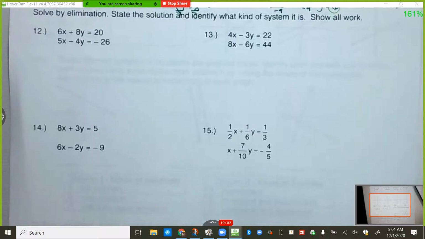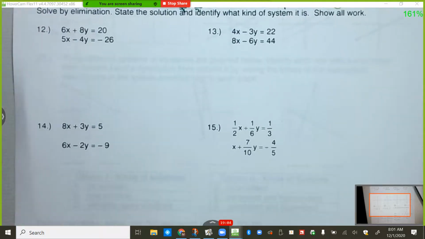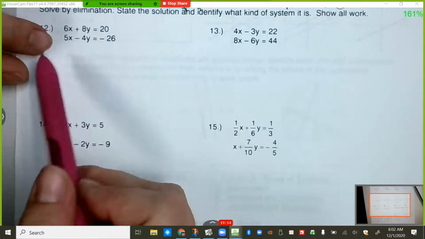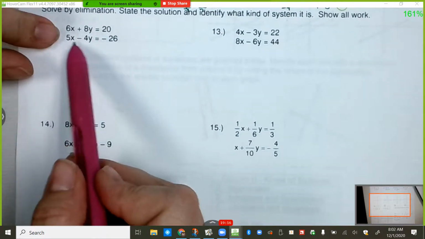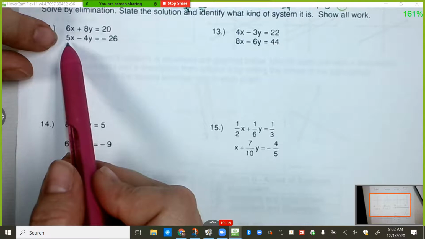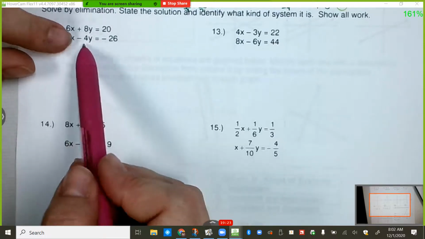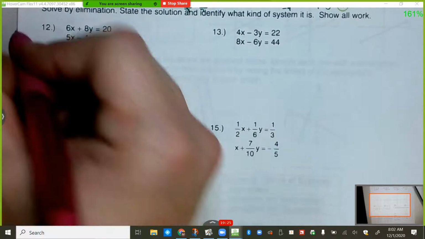Okay, now these say solve by elimination. They're all in standard form, but they're not. Remember, our first step will be to make them have a 0 pair. So I always look at the smallest variable coefficient. Can 5 turn into 6? No. Can 4 turn into 8? Yes, by multiplying by 2.